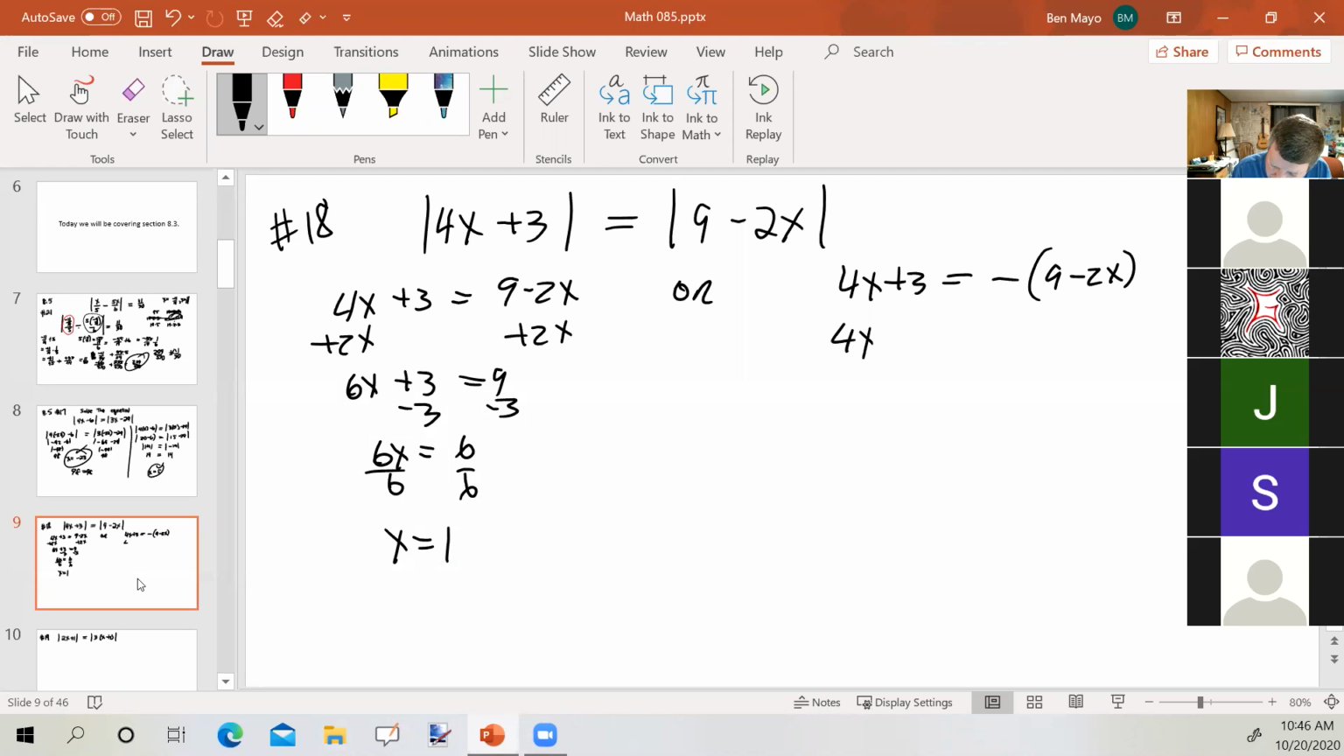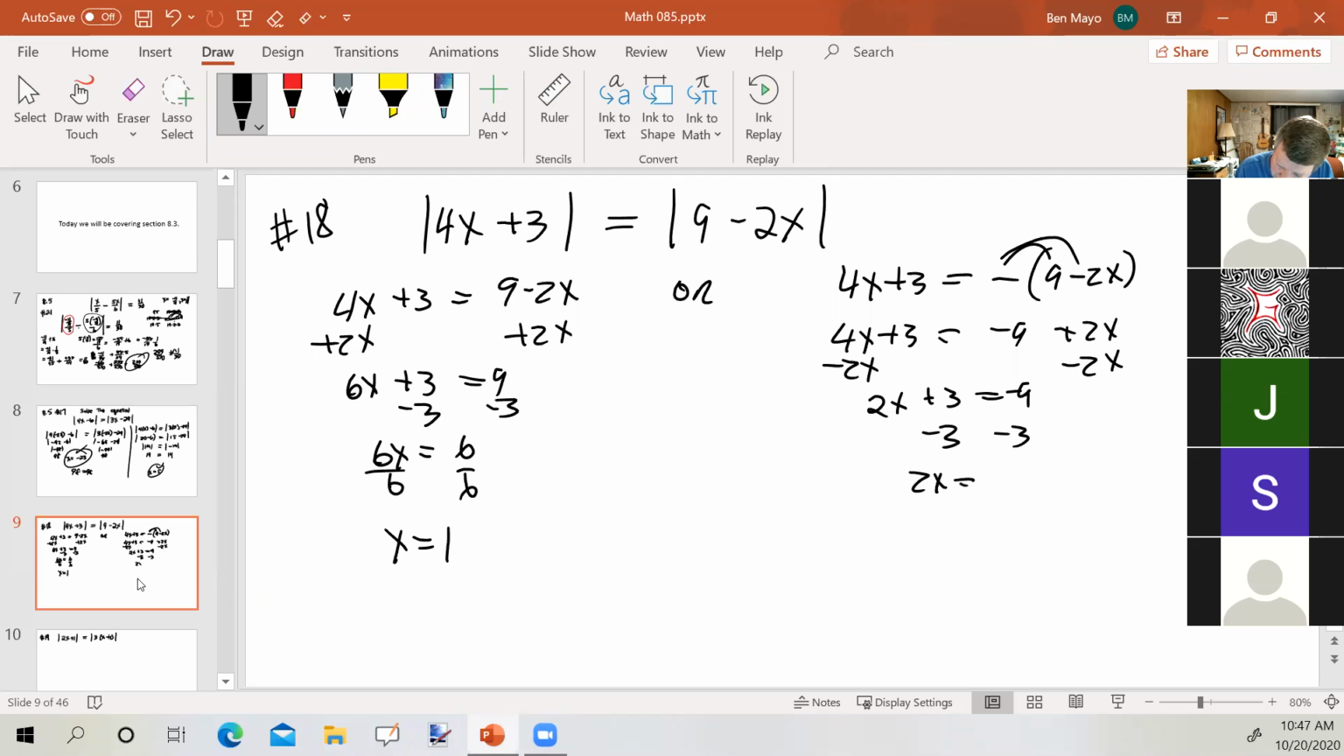On the right side, 4x plus 3 equals the opposite of 9 plus 2x. Subtract 2x from both sides. 2x plus 3 equals negative 9. Subtract 3. 2x equals negative 12. Divide by 2, x equals negative 6.